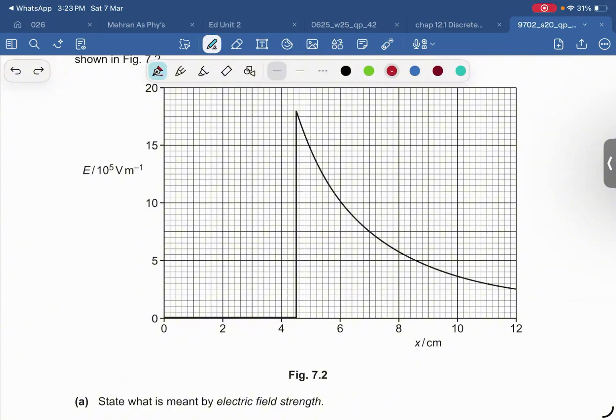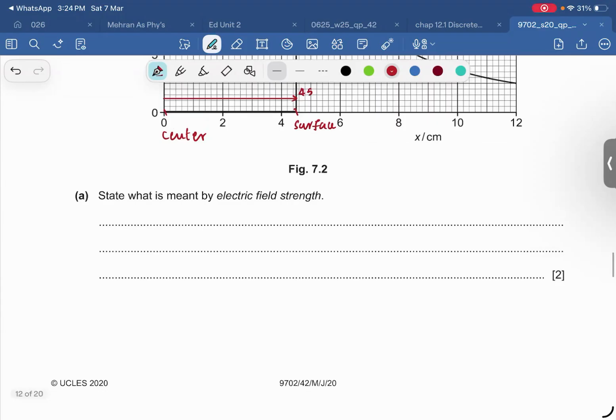We know that inside the sphere, the electric field remains zero, right? So till that point where the electric field is zero, that will be the radius, because this is the center and this is the surface. So this is the radius. That is going to be 4.5.